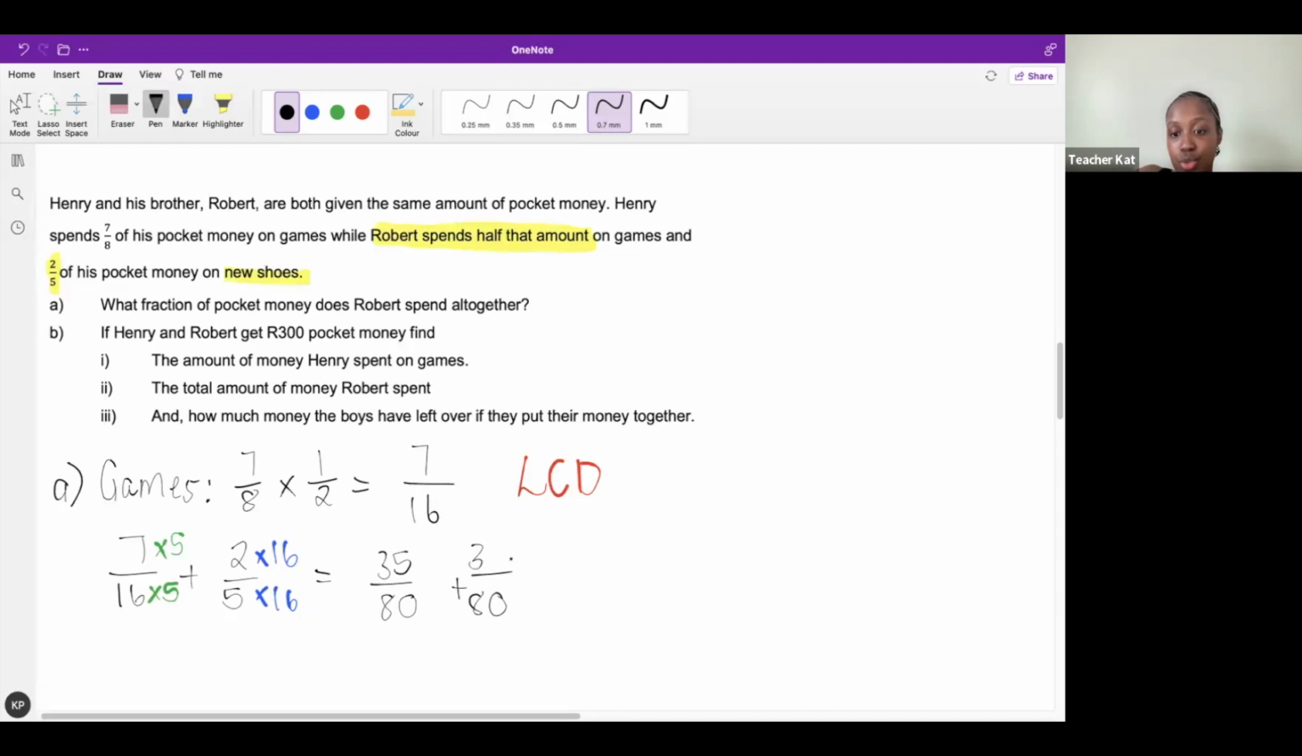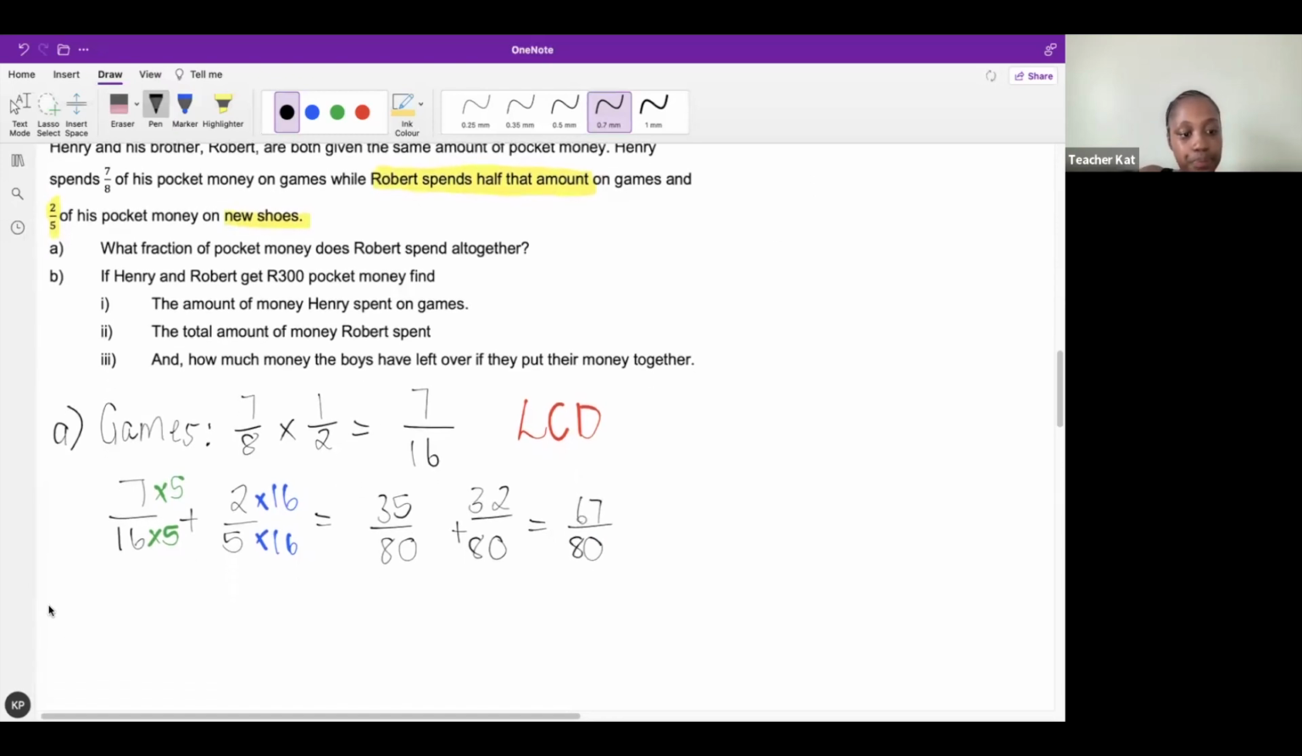It is 32. So then how much does Robert spend in total? 35 plus 32 is 67 over 80. Nice, guys. Beautiful. Now let's go on to B.